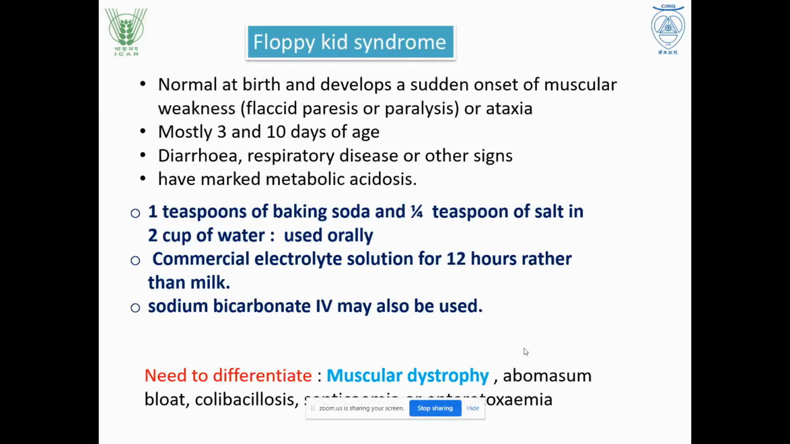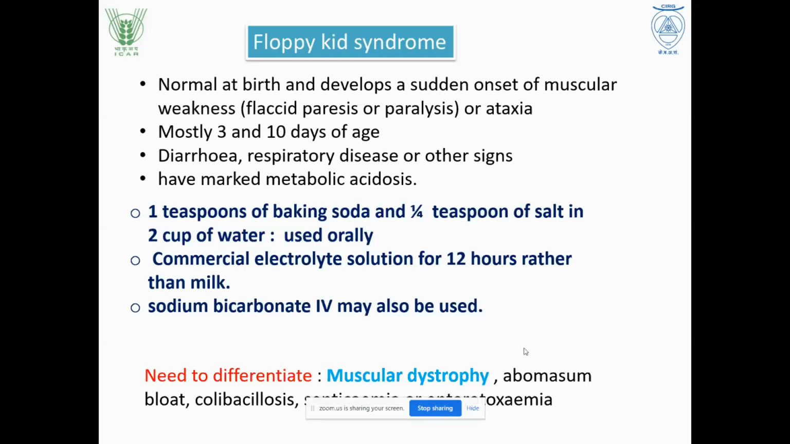And if you see, there is no single correct reason for floppy kid syndrome. But if you see the biochemical alteration, it is more diverted to metabolic acidosis. So metabolic acidosis is the most pathological story behind this syndrome. So you have to provide alkalizers, either intravenous or oral, that can combat the metabolic acidosis. The better approach is to go for soda and salts mixed in water, then use orally.